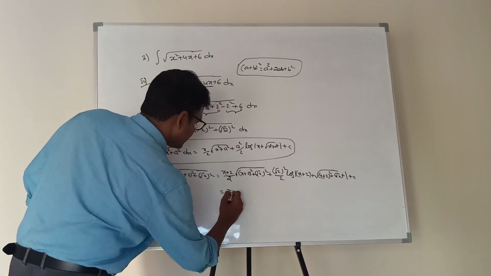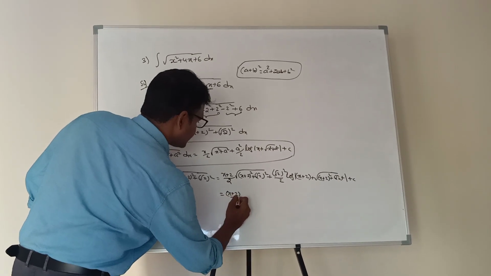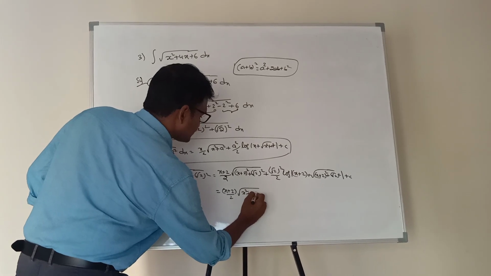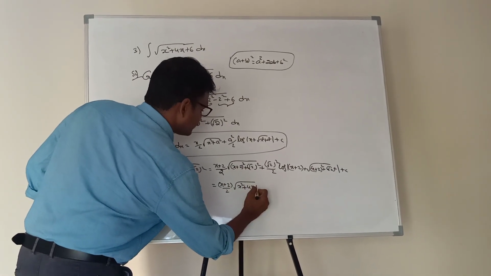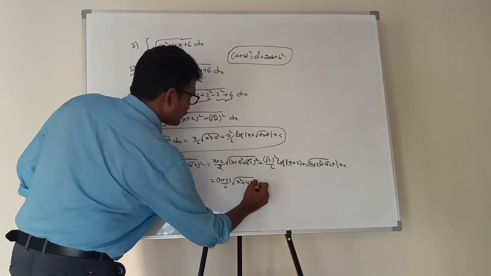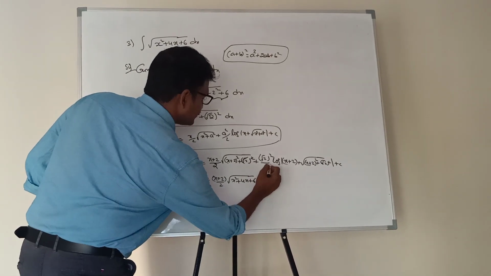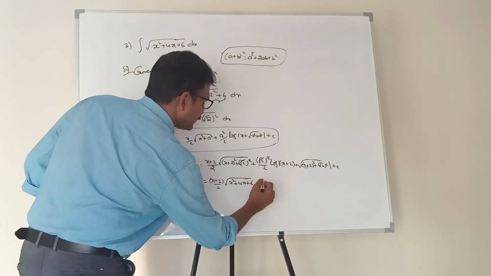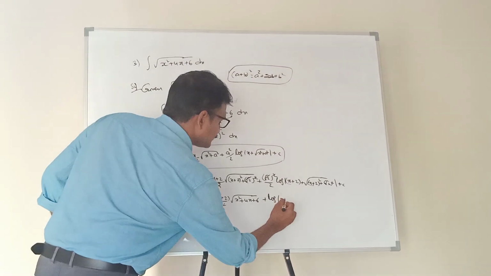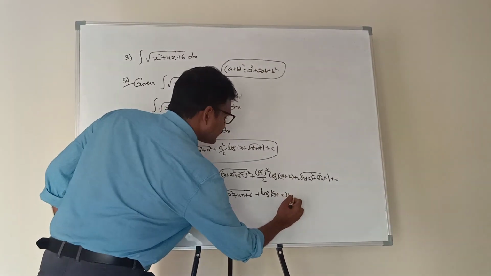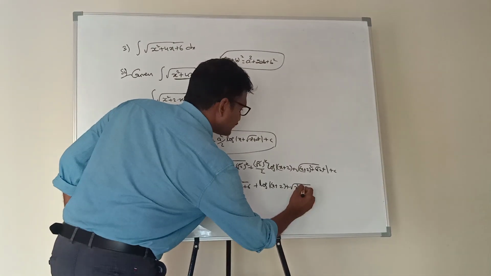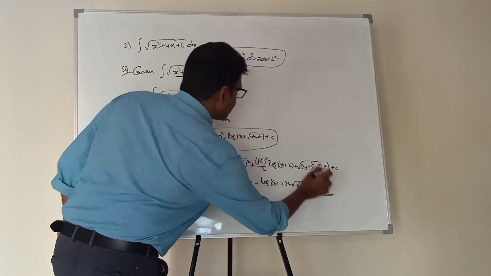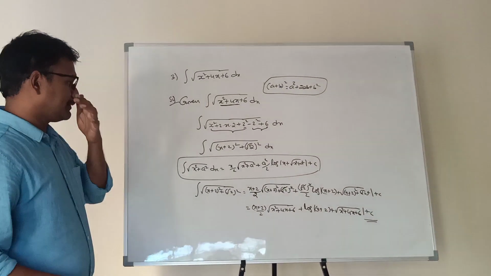So the final answer is x plus 2 by 2 into root of x square plus 4x plus 4 plus 2, so this is x square plus 4x plus 6, plus root 2 whole square by 2, which is 2 by 2, which means 1. 1 into log mod x plus 2 plus root of x square plus 4x plus 6, plus c. This is the integration of the given problem.